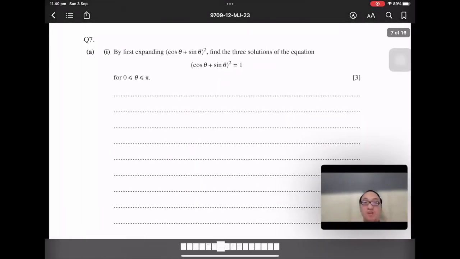Seven. By first expanding (cos theta plus sin theta) squared, find the three solutions of the equation.